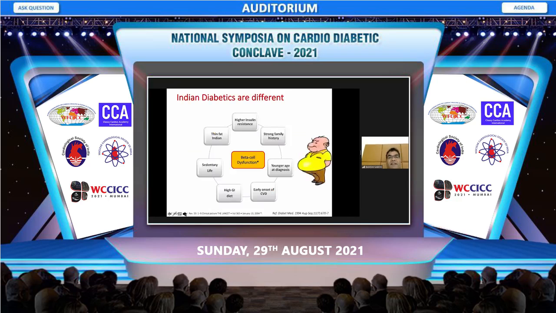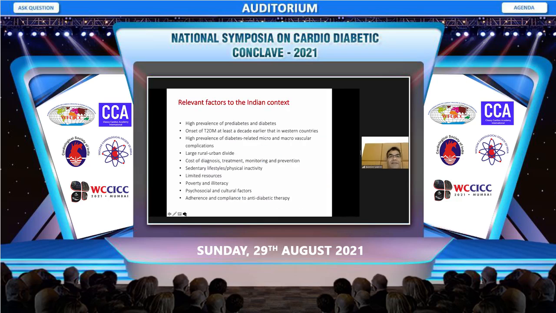But we Indians are different, and that is what I want to tell. Then why we need a different guideline. We are not the same as Europeans and Americans. We are thin, fat Indians, and Indian diabetics are different. We have higher prevalence of diabetes and pre-diabetes. Our diabetes comes one decade earlier. We have higher diabetes-related complications also. We have a large rural-urban divide.